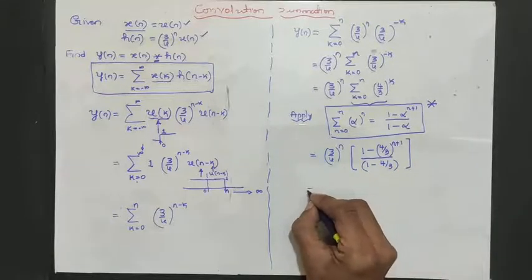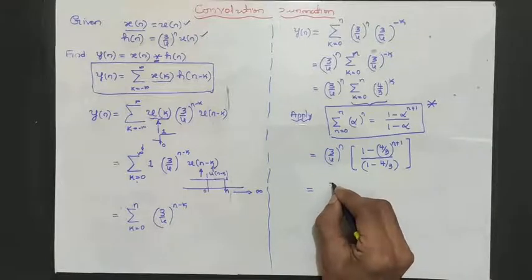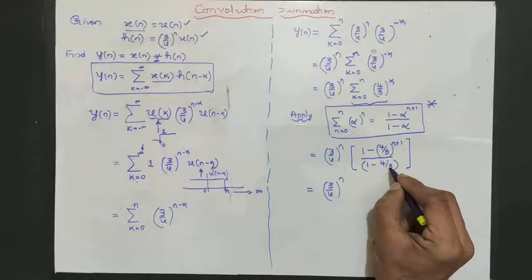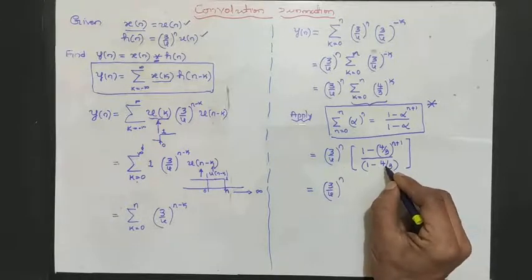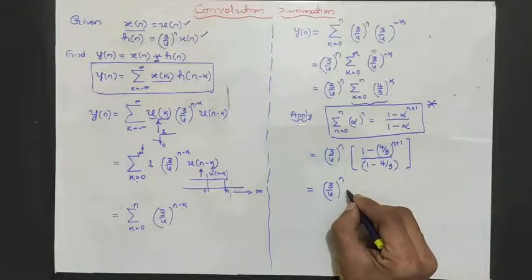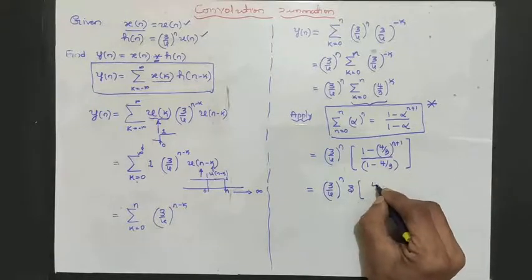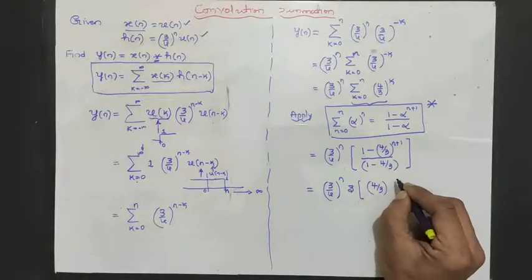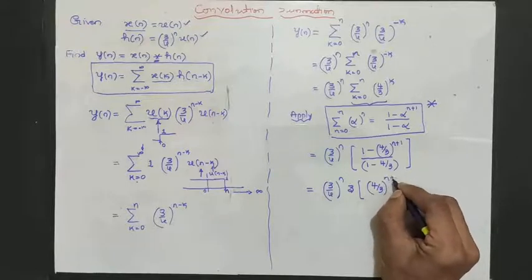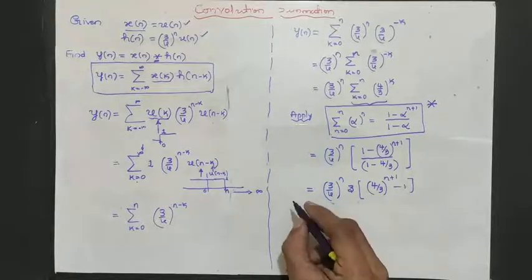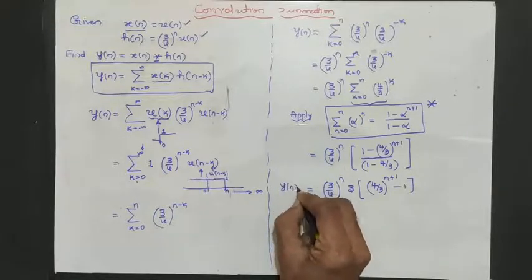Now 3 by 4 raised to n. 1 minus 4 by 3 means 3 minus 4, minus 1 by 3. Minus 1 by 3 means 3 goes to the top here, correct? And because of the minus, I will bring this 4 by 3 raised to n plus 1 minus 1 into the picture. This is what is my answer, y of n in general.